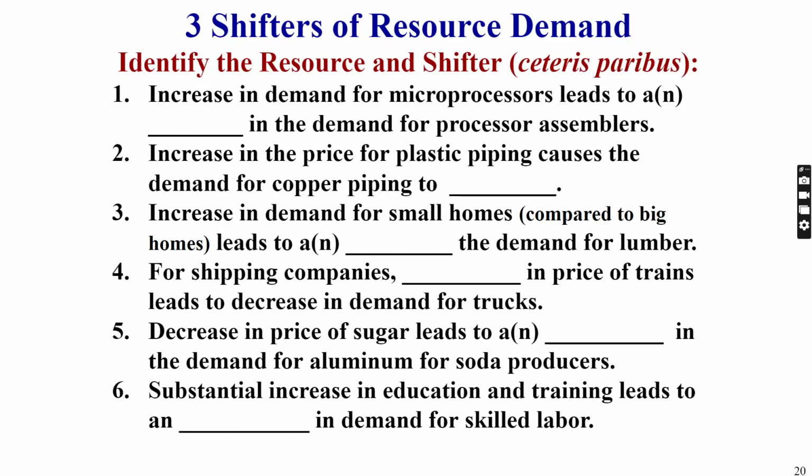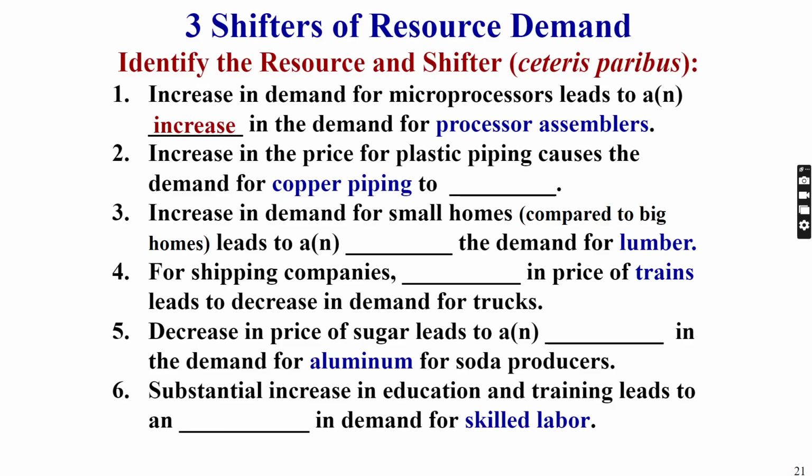All right, so the first one: an increase in the demand for microprocessors leads to an increase in the demand for processor assemblers. Notice here, I just highlighted certain words in blue. The words in blue are the resource. This is one of the tricky things about these factor market questions. You have to read them carefully and discern what is the product that the firms are producing, and what is the resource that the firms are using to produce the product, the good or service?